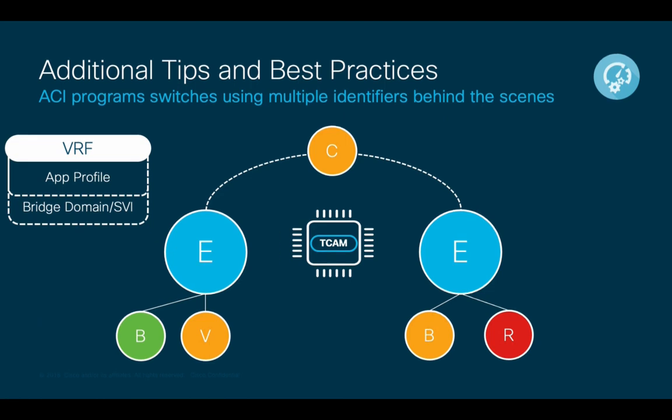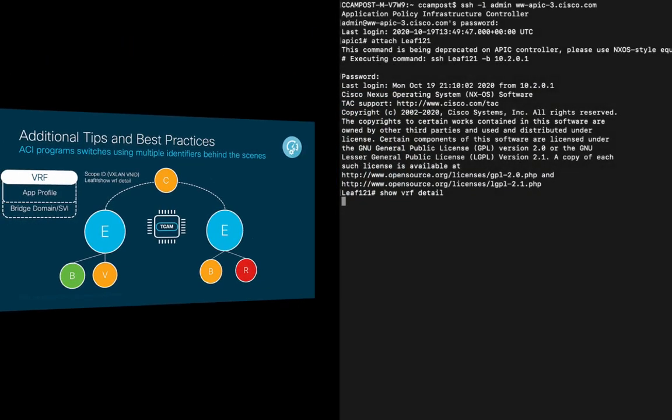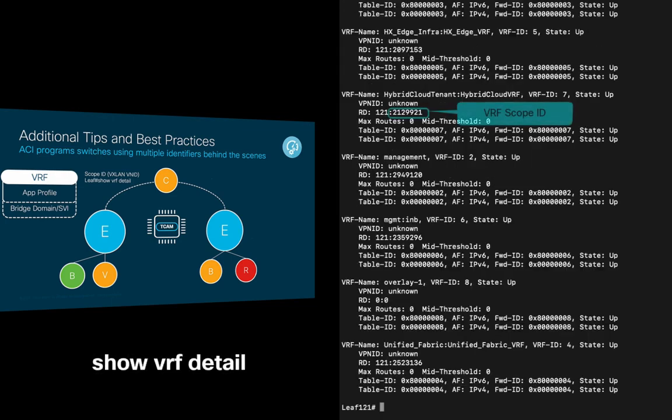As we perform our ACI configuration, the way we have learned throughout this module, there are multiple things ACI does internally behind the scenes, such as assigning multiple classifiers to each object we create. For example, VRFs have automatically assigned scope IDs, which are the VXLAN network identifiers or VNIDs.